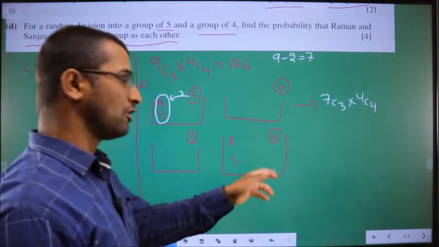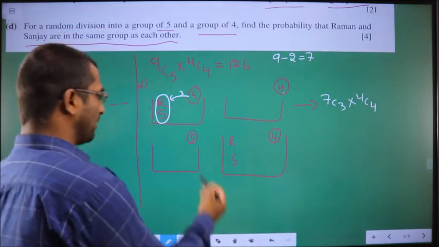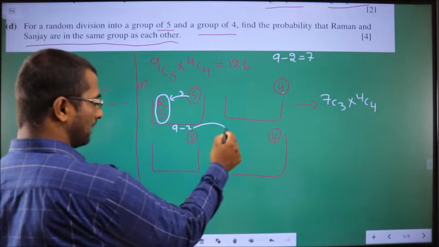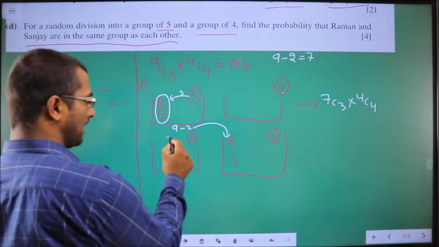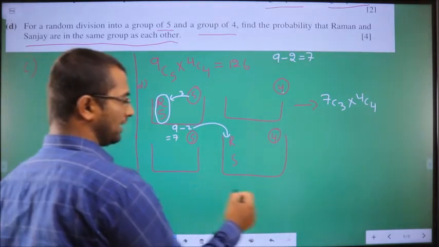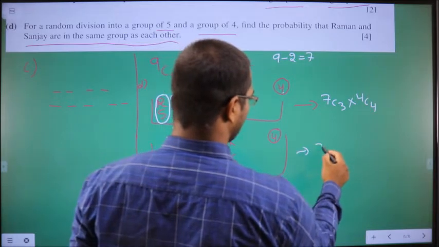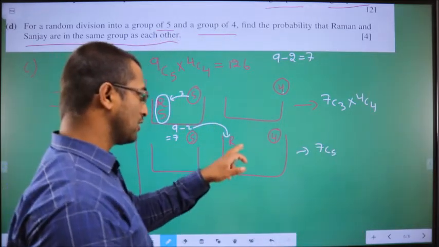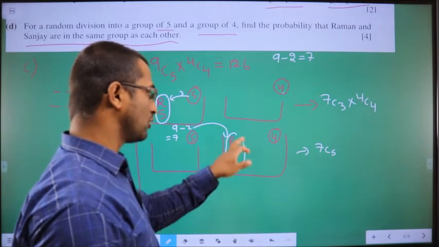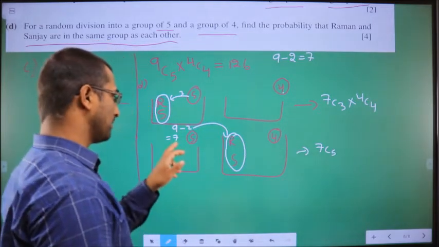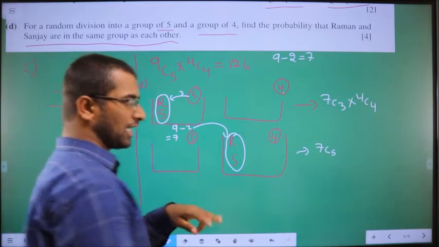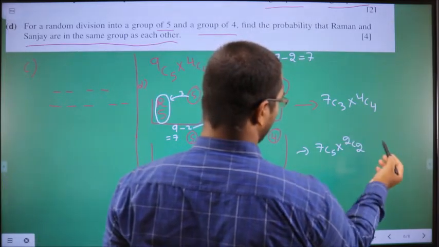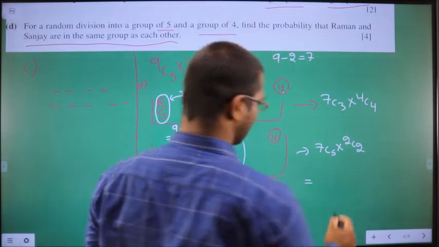Now coming to this option. From the 9 people, 2 are already gone and kept in the second group. So 7 are left. From 7, I need to select 5, so that will be 7C5. In this group, 2 are already present, so 2 more needed. From 7, 5 are gone, so 2 are left. So from the 2, you are selecting both of them. That can happen in 7C2 ways.